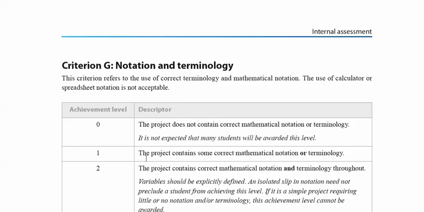Going back to criteria G, the correct mathematical notation and terminology are used. You can get the terminology wrong, but the maths notation correct and get 1 mark. It's quite easy to get the 2 marks if you just follow the basic stuff. So that's the sum up of how it's marked.